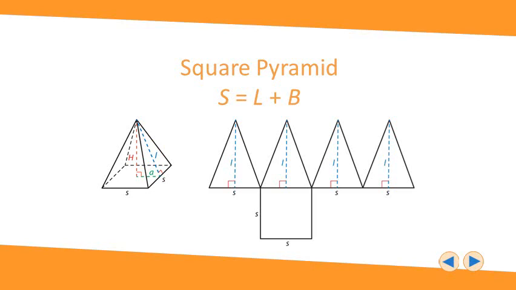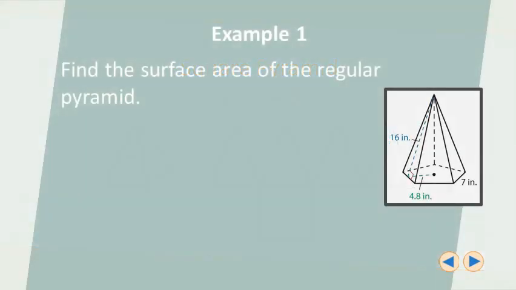Anyway, so this is just to show you that the surface area of the entire thing is the area of the 4 different lateral faces plus the area of the base, which in this case is side times side. Okay, find the surface area of the regular pyramid.